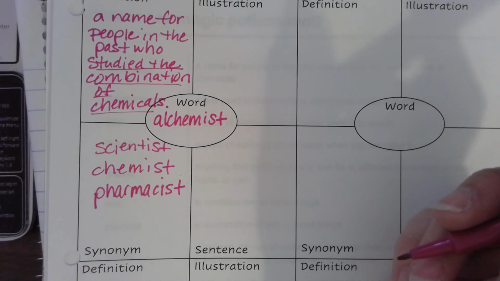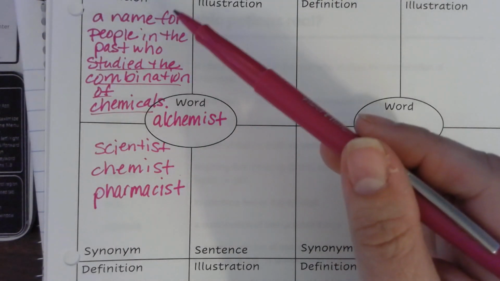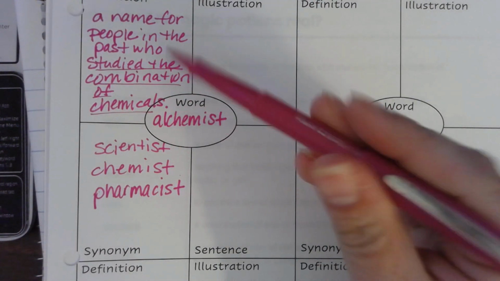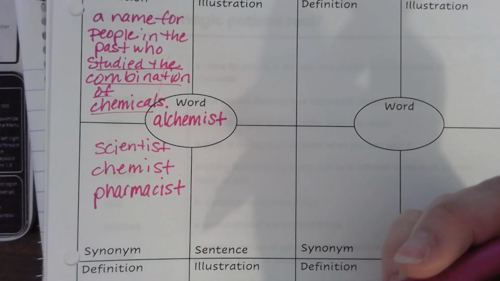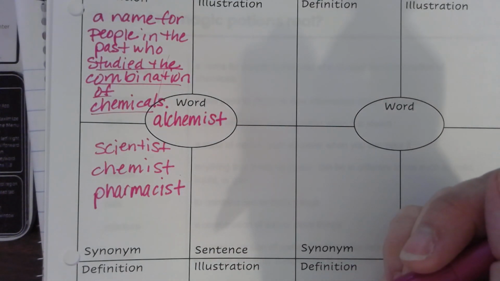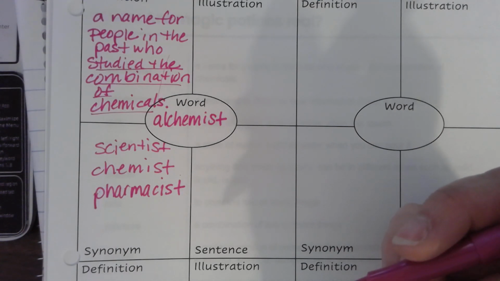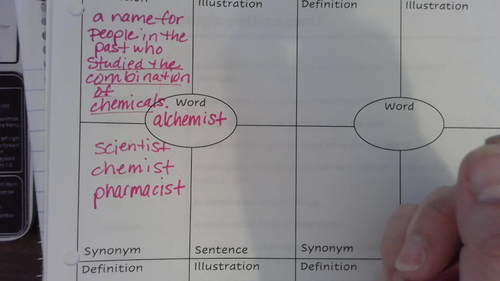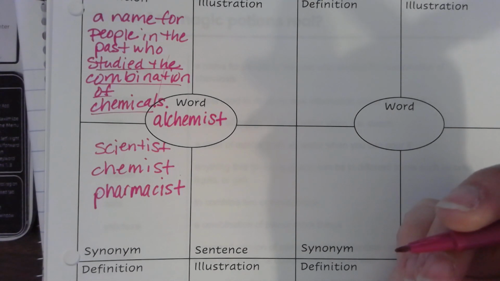Are you with me? You may not write, an alchemist is a name for people in the past who study, you may not just vomit out this definition. Okay? Don't do that. You need to use this word in a sentence, real life jargon, right? Where we're talking and we are showing that we understand what it means. Somebody tell me, what do you think? Abdulise. The alchemist went to headquarters to find combinations for chemicals.